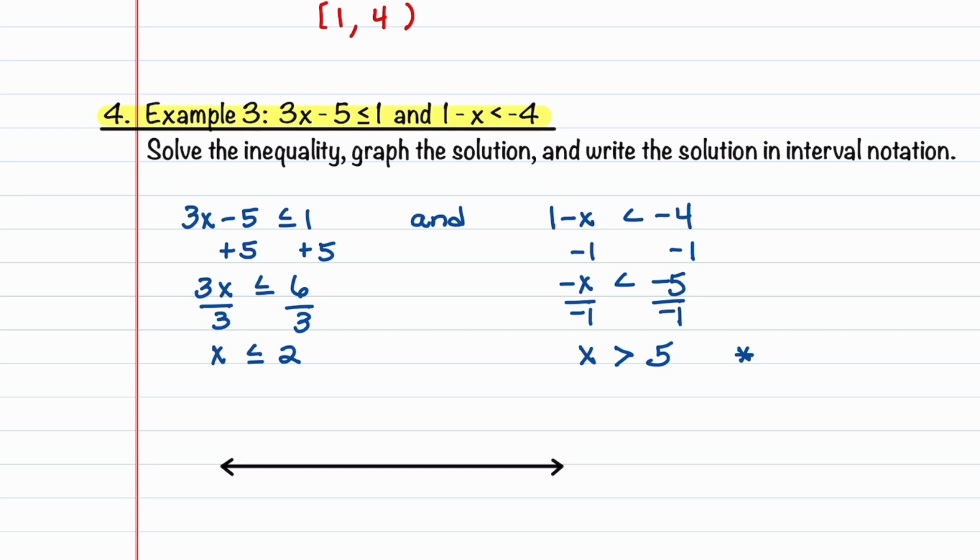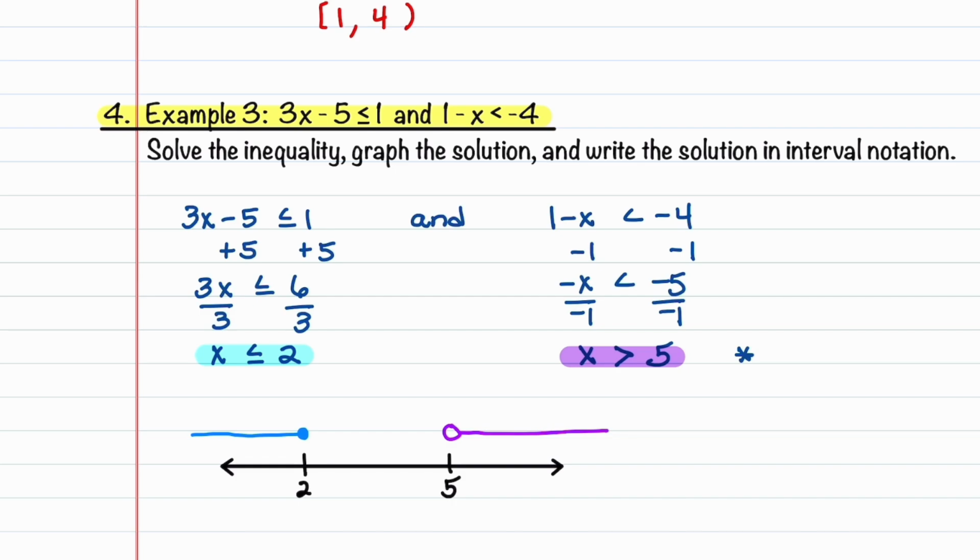We have the points 2 and 5, so let's add those to our number line. And let's start by graphing our solution on the left. It says that x is less than or equal to 2, so we're going to have a closed circle at 2 and a line going to the left. And then our solution on the right says x is greater than 5, and that means we're going to have an open circle at 5, and our line is going to go to the right.